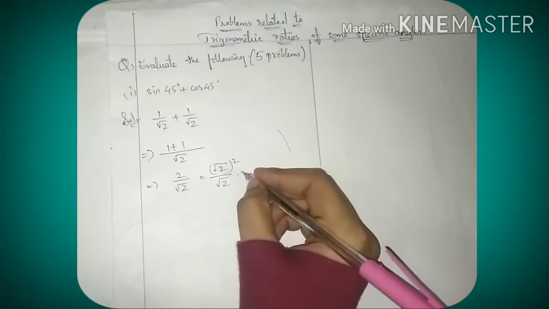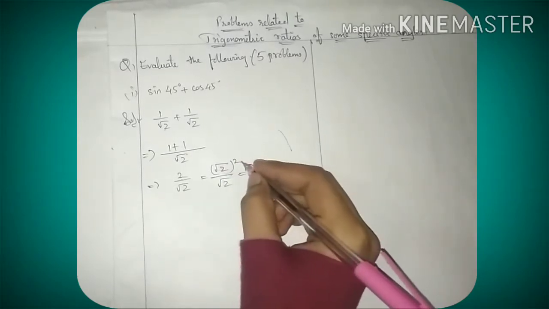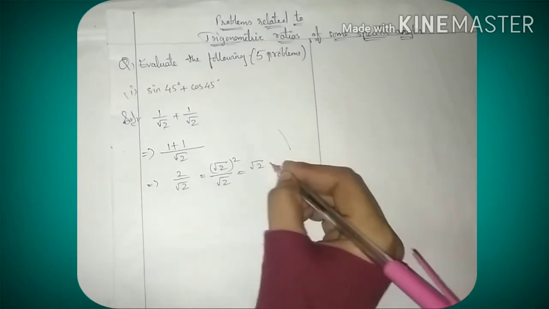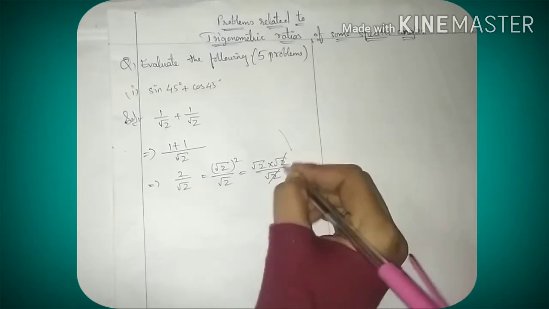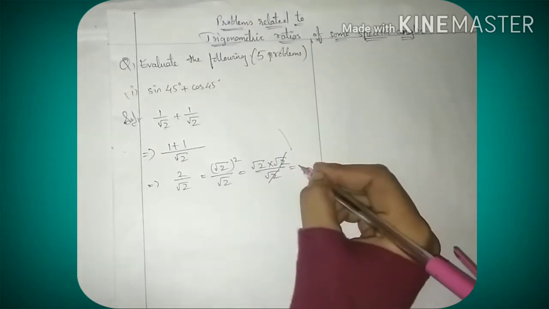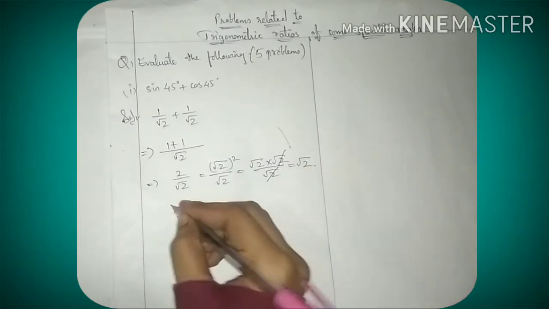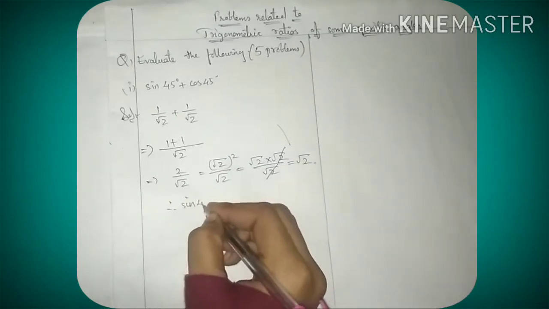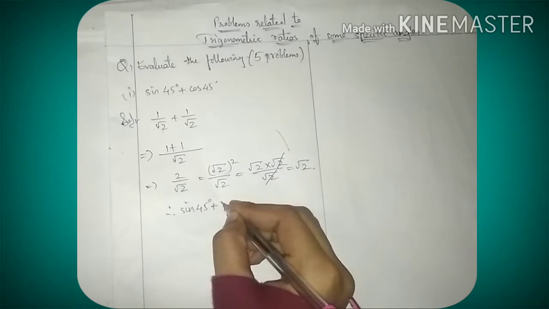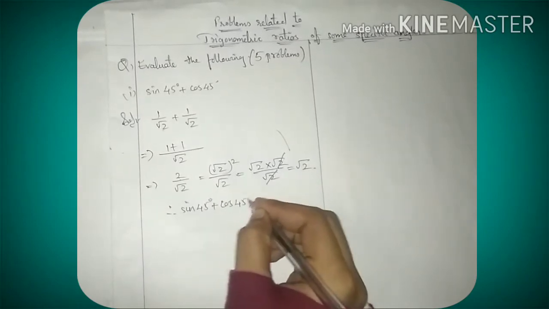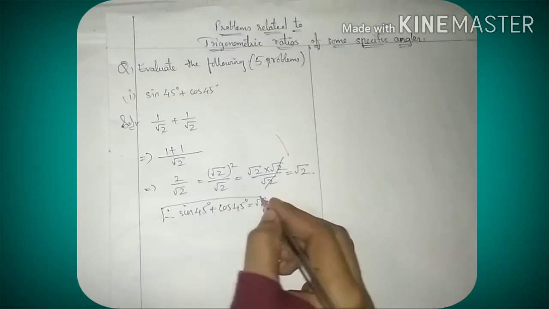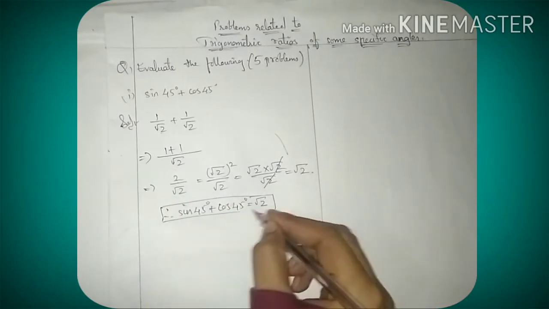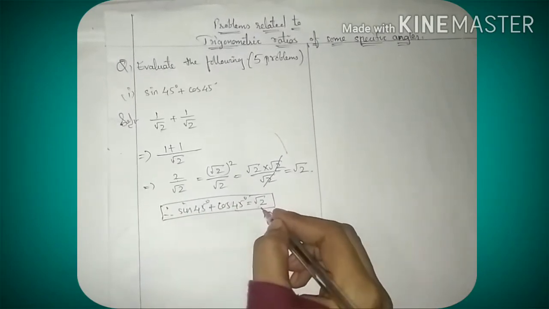So now here root 2 whole square means we can write it twice: root 2 into root 2 by root 2. Root 2 gets cancelled. Then root 2 will be our answer. Therefore, sin 45 degrees plus cos 45 degrees is equal to root 2. So for the first one we got the value root 2.